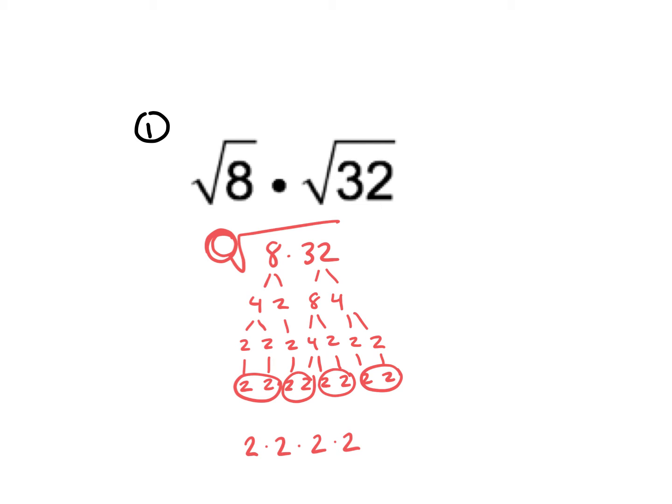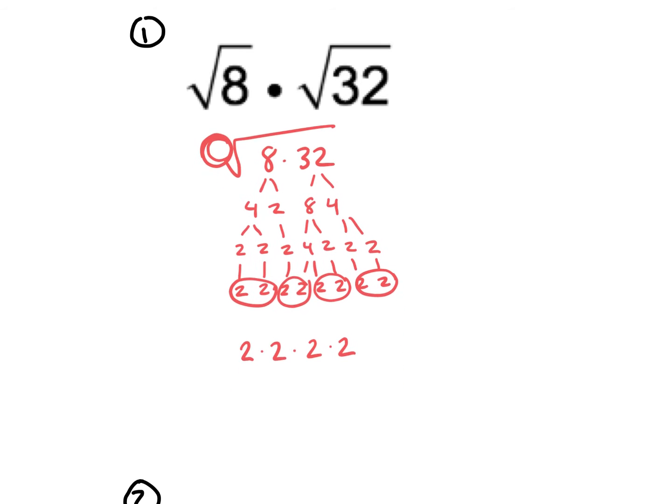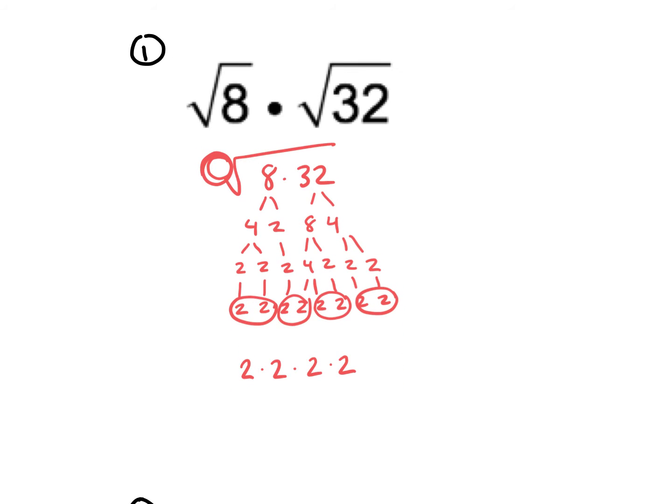Do we have anything left on the inside? Nope, nothing was not circled, so we don't have anything left on the inside. So then we just multiply 2 times 2 times 2 times 2. And what do we get? 16. Perfect. So our answer here is 16.